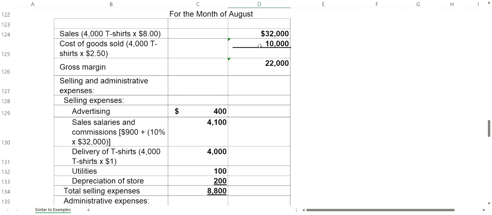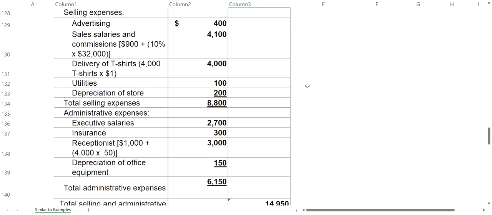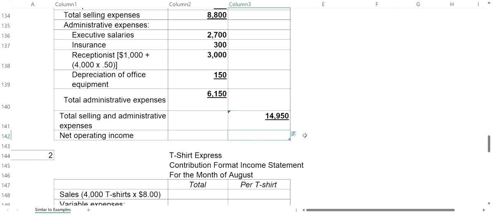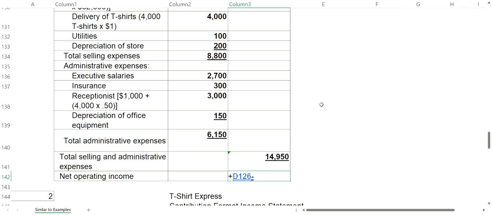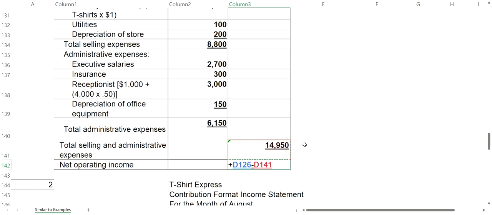Now up here, I already took out my cost of goods sold, so I'm left with a gross margin of $22,000. To get my net operating income, I will take my gross margin of $22,000, subtract out my total selling and administrative of $14,950, and I get an operating income of $7,050.